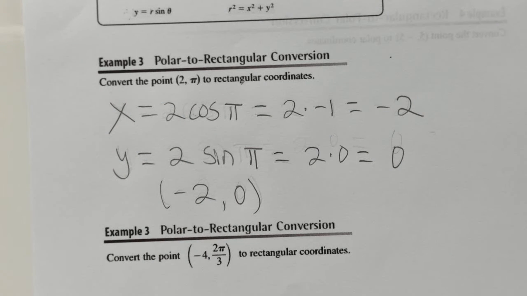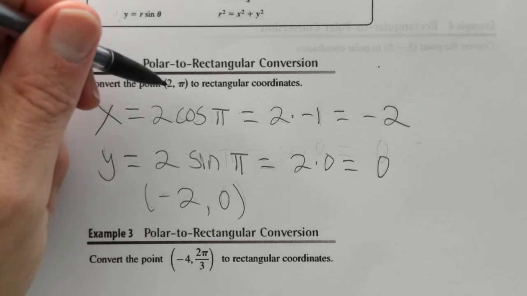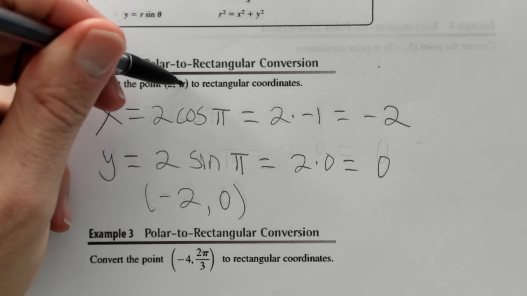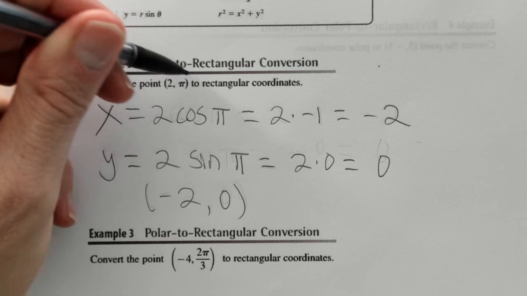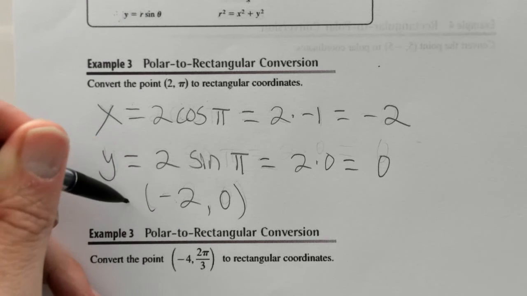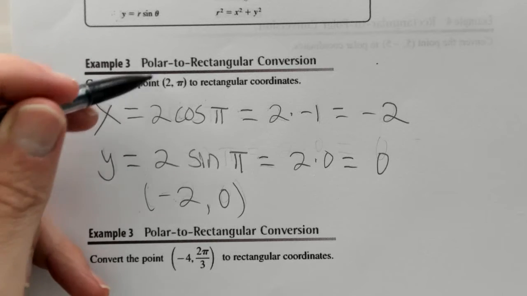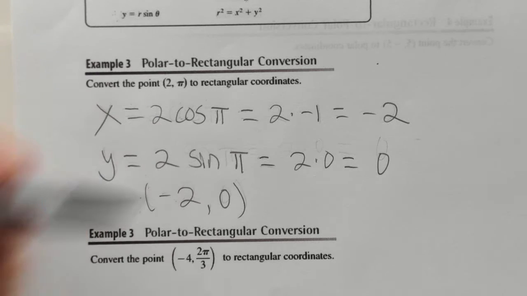Now, if we think about this, it's easy to verify that that is the same point, because if you look at this, the radius is 2 and the angle is pi, which is 180 degrees. So if we go out to the circle of 2 and then 180 degrees, then it would obviously be to the left 2 and up 0, right? So they're actually plotting the same point. So we just verify graphically in our head that the conversion was done correctly.